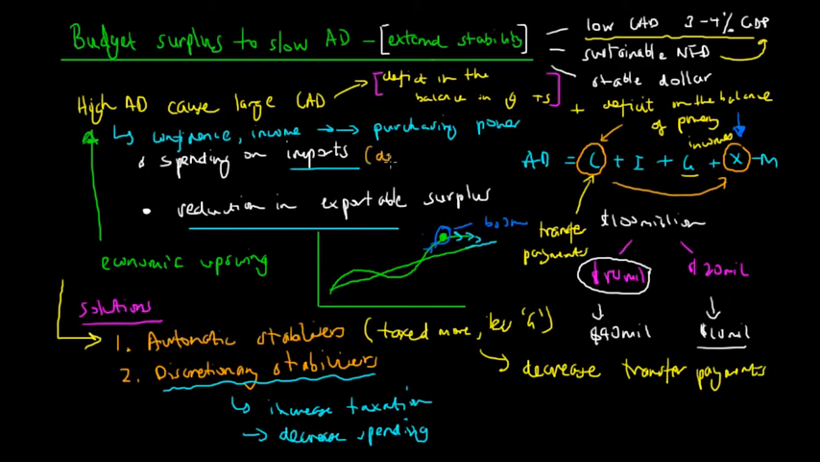So over time this will decrease, and then exportable surplus again will increase. And so that's how budgetary policy can use contractionary policy to increase budget surpluses, to slow down aggregate demand, and therefore lower our current account deficit, moving the economy towards this goal of external stability.